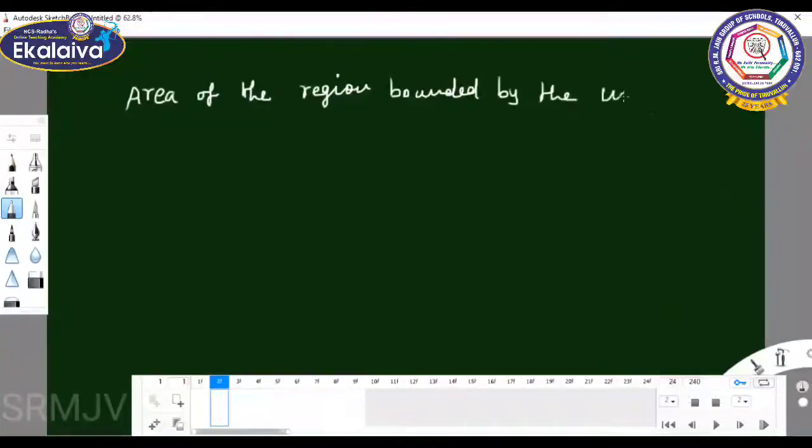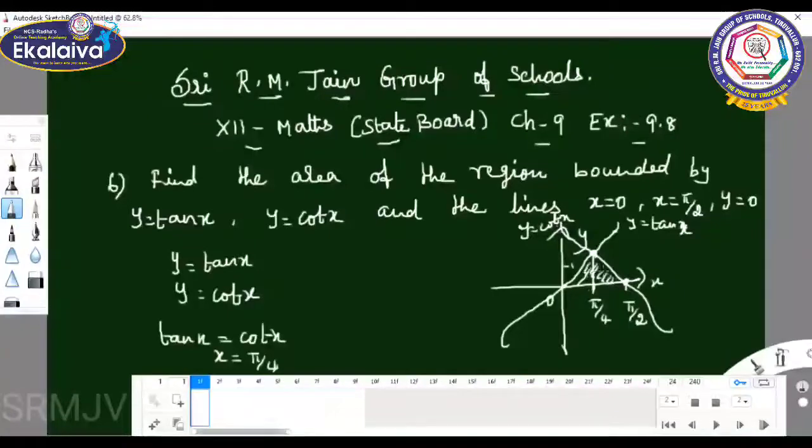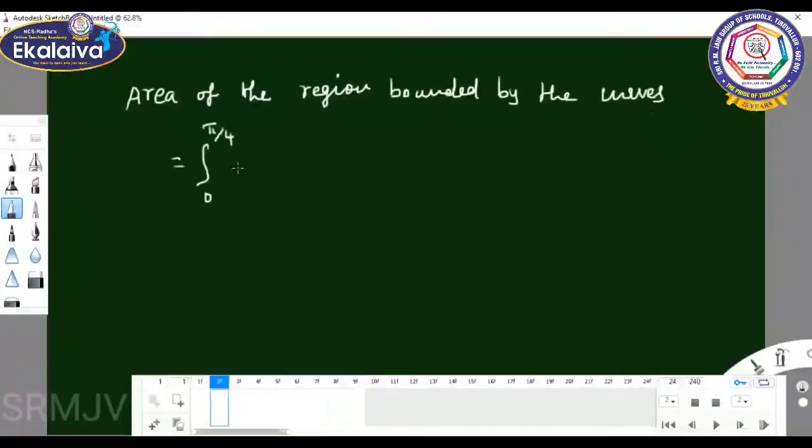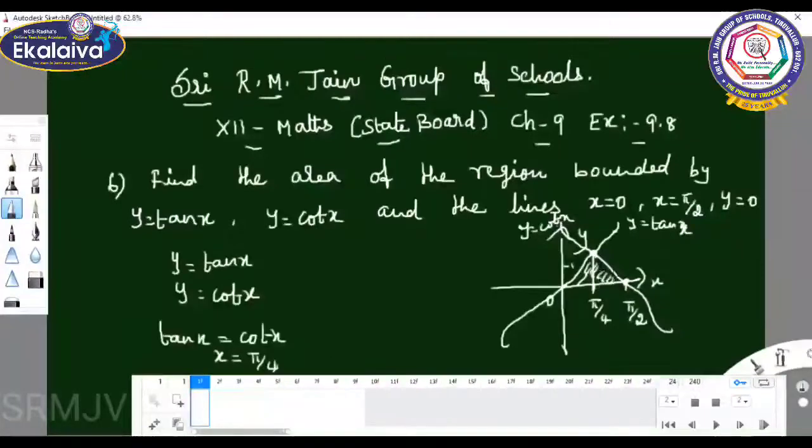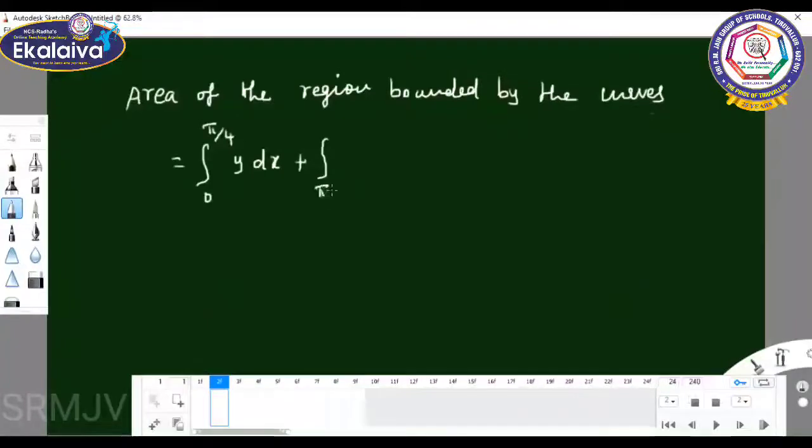Area of the region bounded by the curves equals integral 0 to pi by 4 of y dx, plus integral pi by 4 to pi by 2 of y dx, because both parts are above the x-axis.